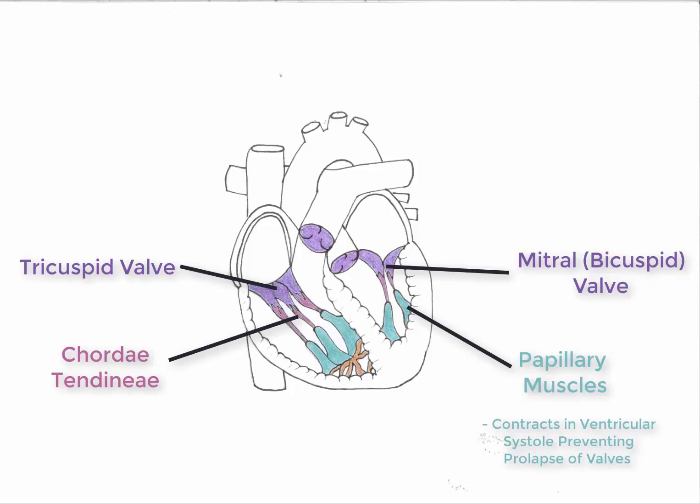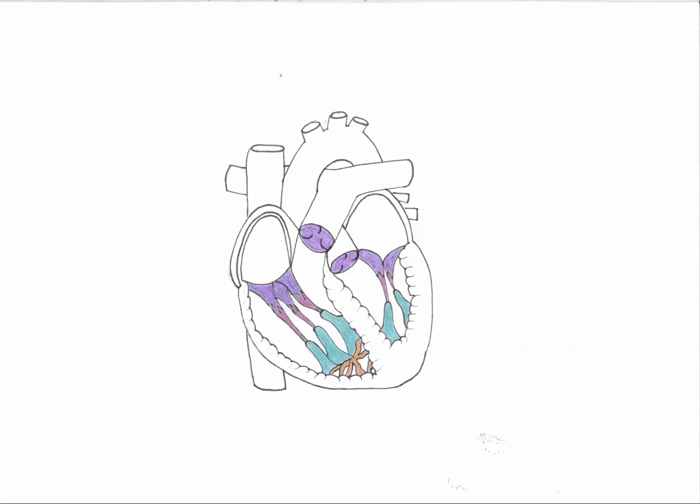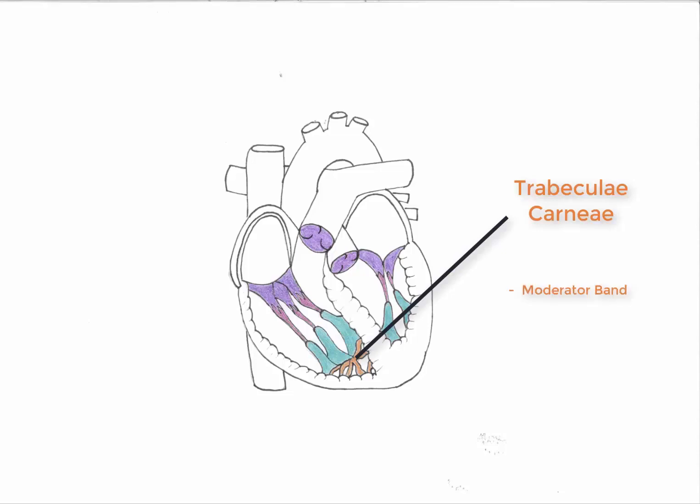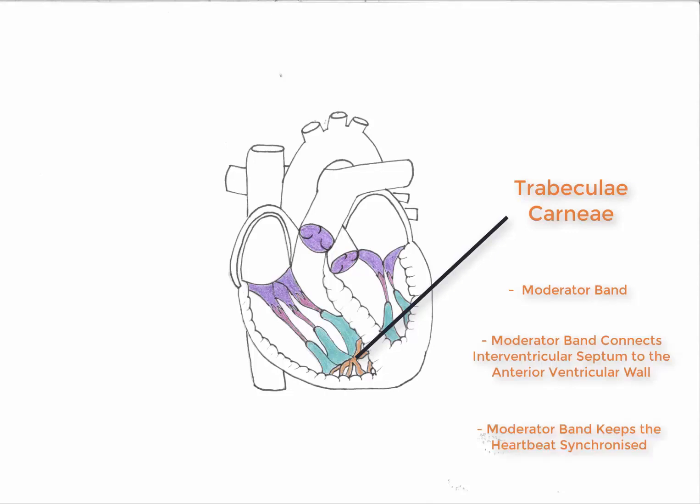There are 5 papillary muscles in total. 3 are in the right ventricle and support the tricuspid valve, and the remaining 2 are located within the left ventricle and act on the mitral valve. The right ventricle also contains many muscular ridges known as trabeculae carneae, one of which is known as the moderator band, which connects the interventricular septum to the anterior ventricular wall, ensuring the heart beats in a synchronized rhythm.